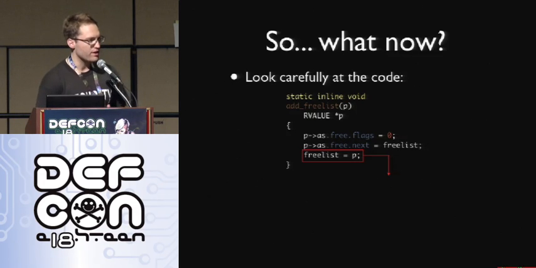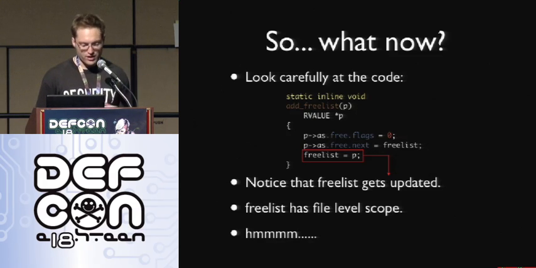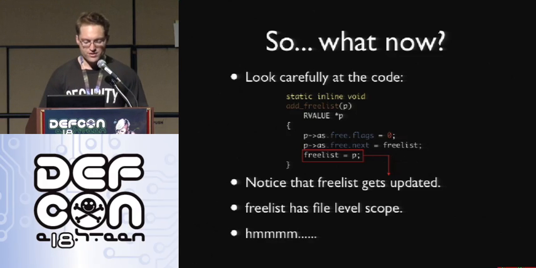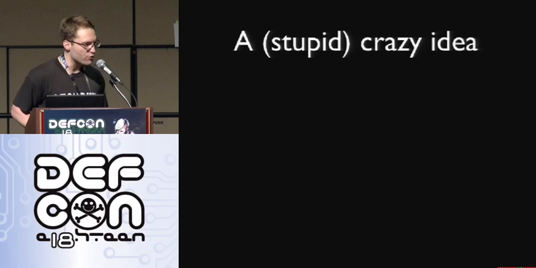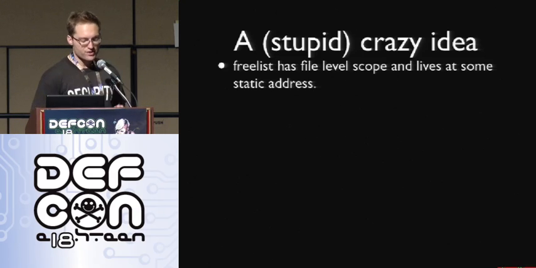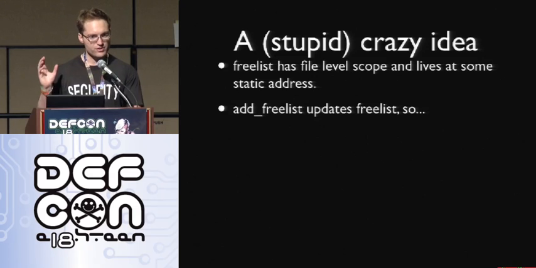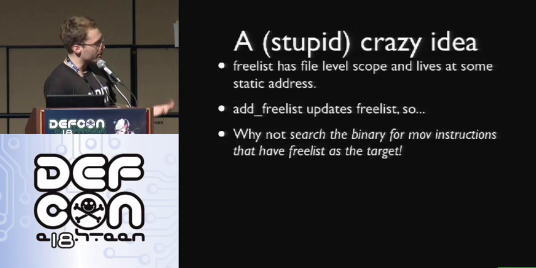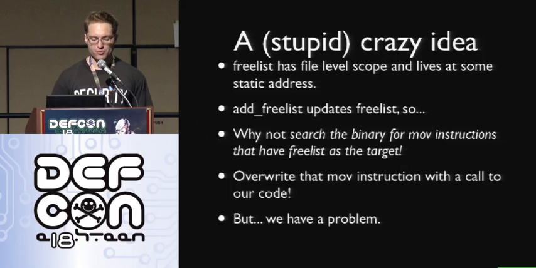Well, it turns out that if you look closely at this generated code, you should notice something. You notice that there's this identifier called freelist, and freelist is getting updated to point to the new head of the freelist as objects are recycled. Notice that freelist isn't defined in this function, so it has file level scope. So what about a crazy stupid idea? Since freelist has file level scope, it lives at some static address, right? Add freelist updates the freelist by just inserting something at the head of the freelist. Why not just search the binary for all move instructions that target freelist and just overwrite all of those? And it turns out that might actually work, but there are a few problems.